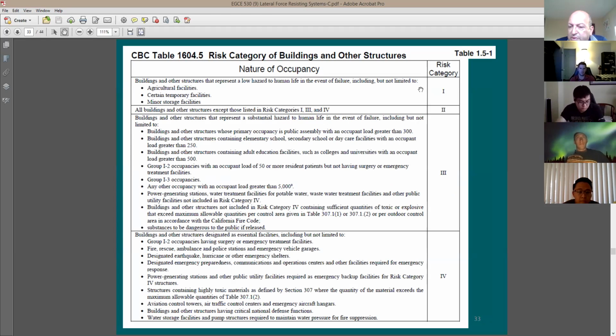The risk category, as we said, we have 4 risk categories. And most likely, if you have an office or residential, most of the buildings that you see around you are getting this category 2. Category 3 is going to be essential buildings. And category 4 is going to be emergency buildings.